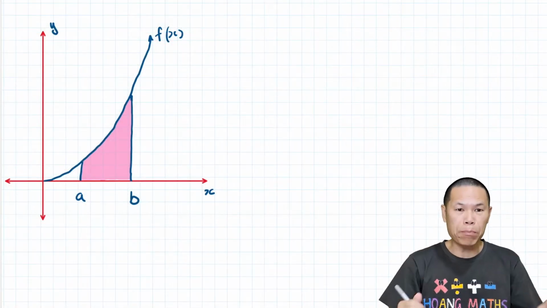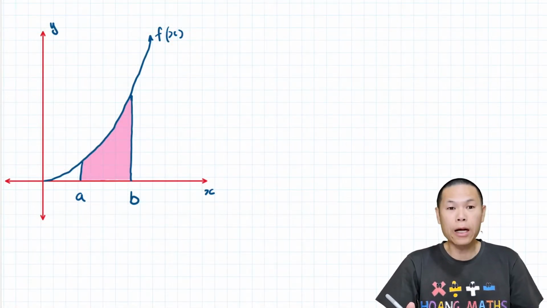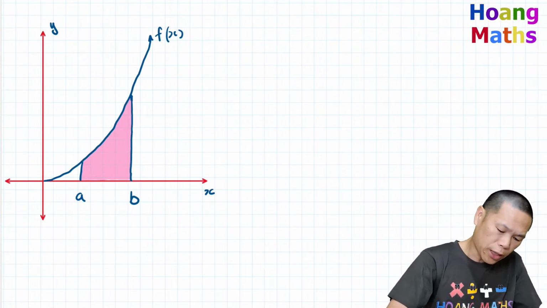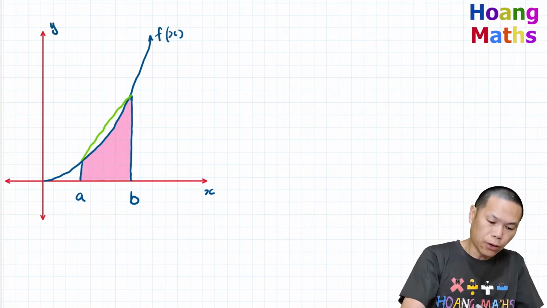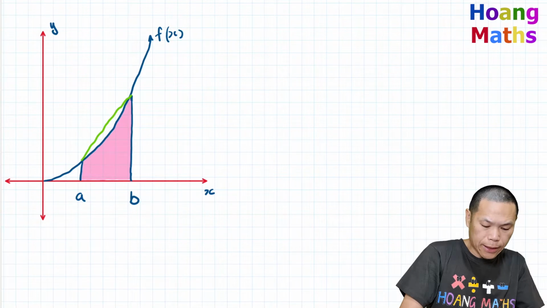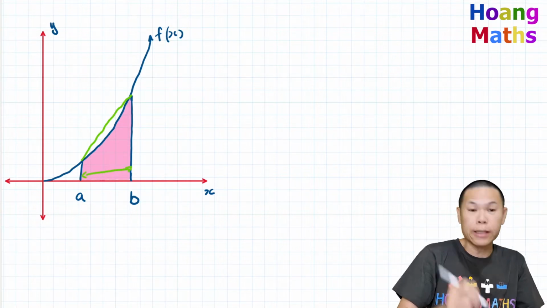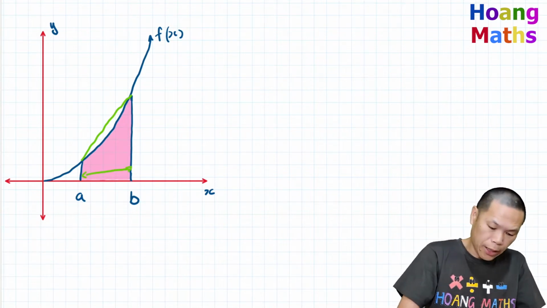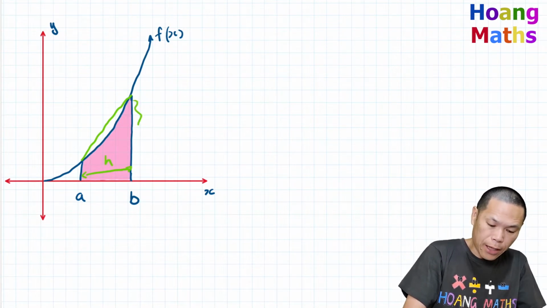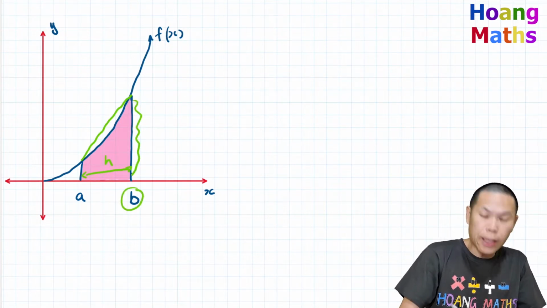We can find an approximate area under the curve by finding the area of the trapezium. So let me just connect this first. The area of the trapezium is a half of the perpendicular height. So this is the height, okay? It's the width of the strip, if you like. So this is h.